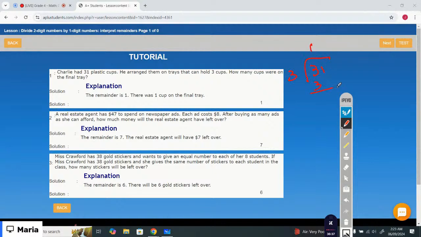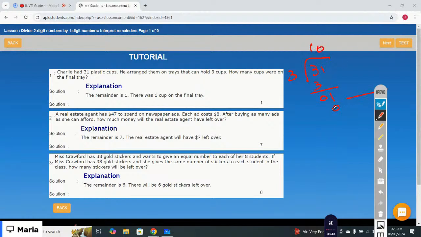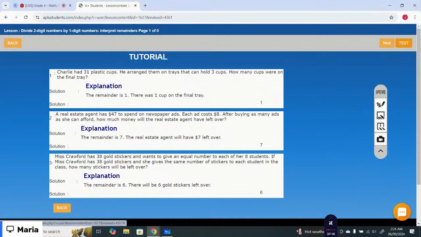3 times 1 is 3, and 3 times 0 is 0, right? Or you can simply go 3 times 10 is 30, right? So 31 take away 30 is 1. That means if you have 31 cups, you can arrange 30 cups on the trays, but you are left with 1 cup. The final tray has 1 cup. The correct option is 1. Got it? 1 is the remainder. When you divide, you are still left with 1, so 1 is the remainder. Let's just start with the test questions.